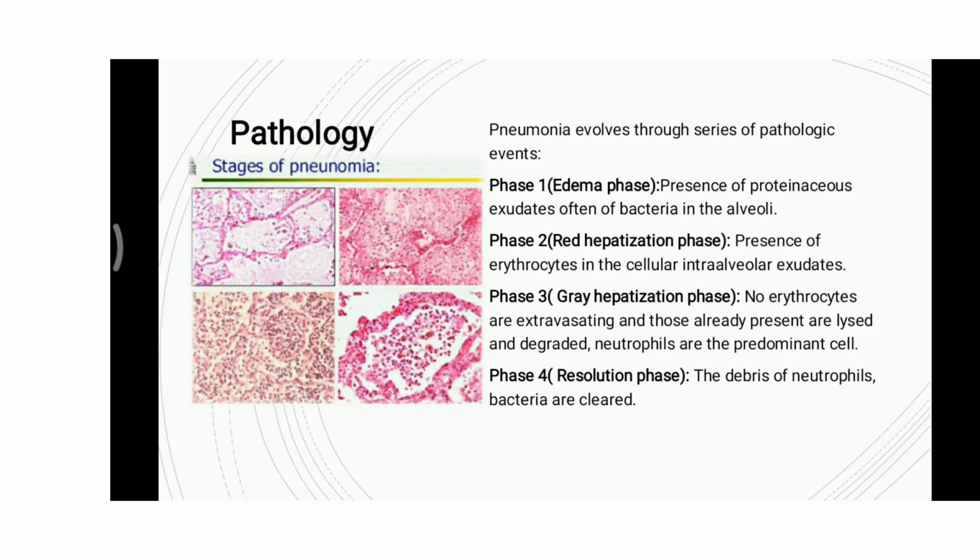Phase 3 is followed by phase 4, which is the resolution phase, meaning the debris of the neutrophils and bacteria are cleared. Phase 4 is characterized by the clearance of the neutrophils, bacteria, or any kind of debris which were present in phase 3. So this is about the pathology of pneumonia, the stages involved in the pathology of pneumonia.